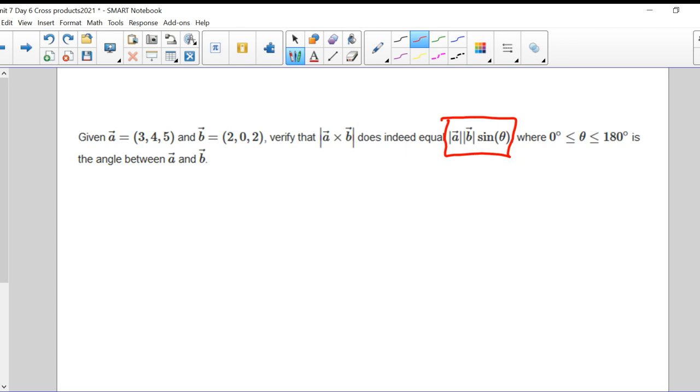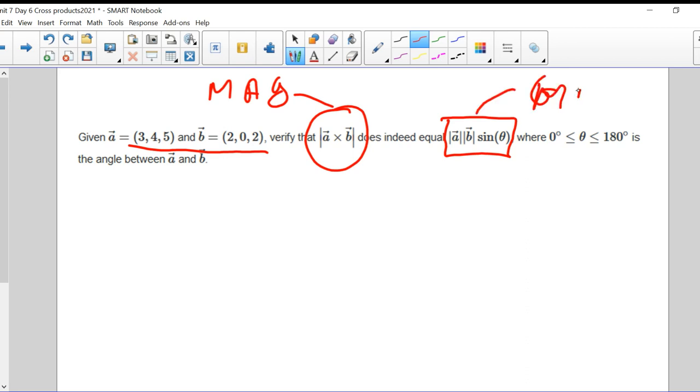It's the magnitude of A times the magnitude of B times the sine of the angle between them, where the angle between them is between 0 and 180. And these are algebraic vectors here, and we can cross those quite easily and find its magnitude. So this is the magnitude for algebraic vectors, and this is the magnitude for geometric vectors. But are they equal? We're going to go through that process right now.